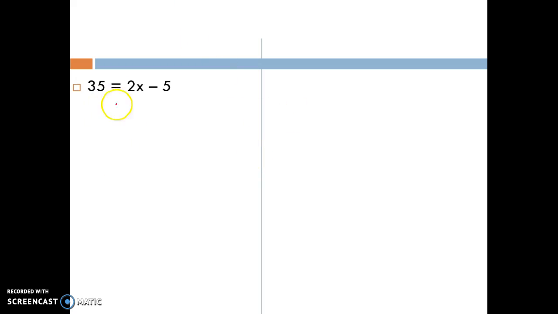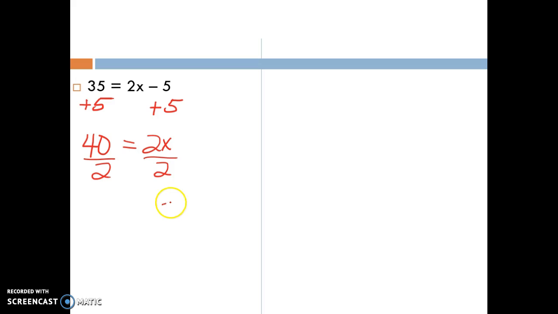To solve this equation, we have a combination of a variable term and a constant. To isolate the variable, let's first get rid of the constant. Currently, it's being subtracted from one side, so let's add it to undo that. 35 plus 5 is equal to 40. We still have our 2x. 5 minus 5 is 0. So we have 40 is equal to 2x, but we want to know what a single x is.